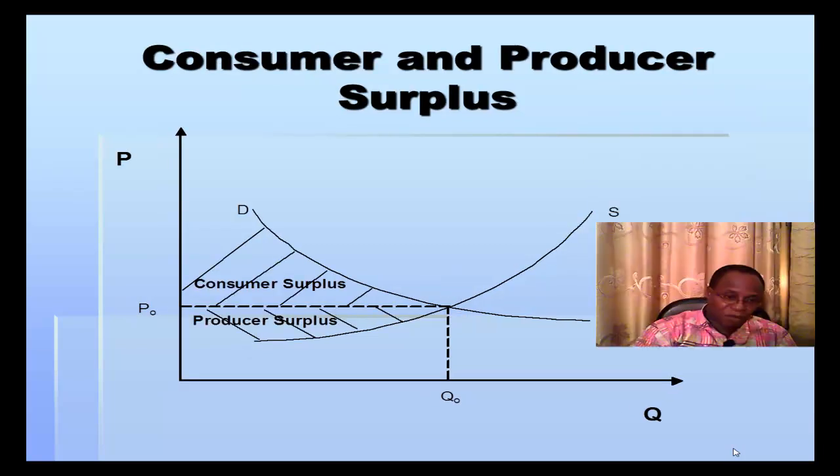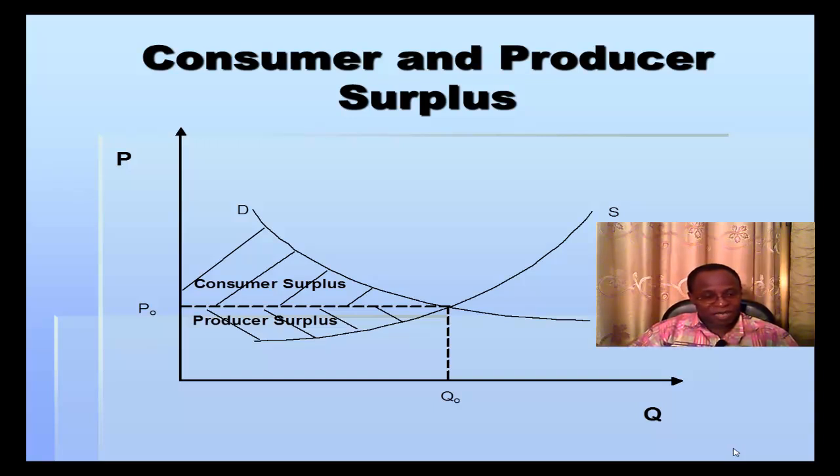Now, this has implications, because for those who are producing the good or service at lower than the market clearing price, they have a surplus. They have a profit, if you like, because they're producing cheaper than what they're selling for. And the economists call the region to the left of the graph between the market clearing price and the supply curve the producer surplus, because that's a surplus that's available to the producer to do whatever he likes with.